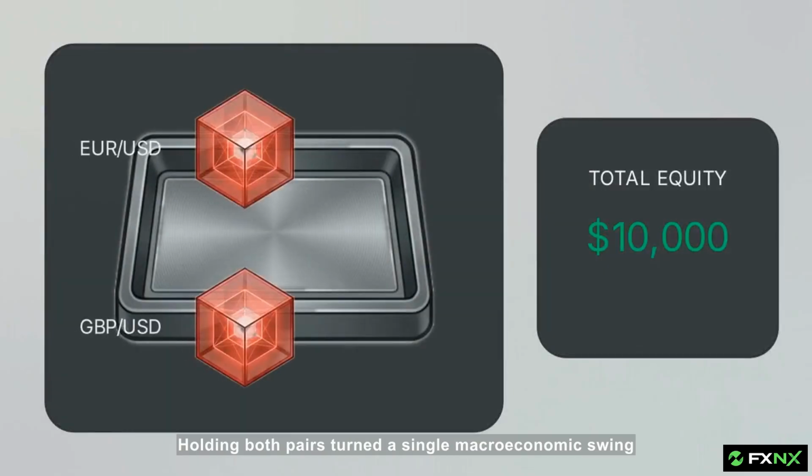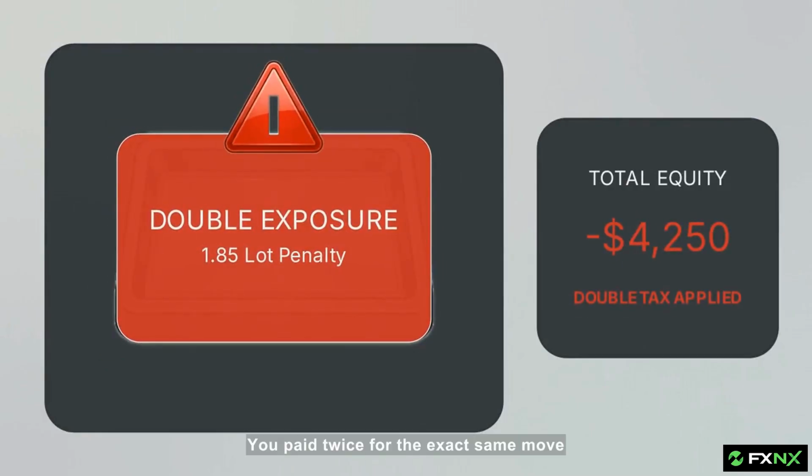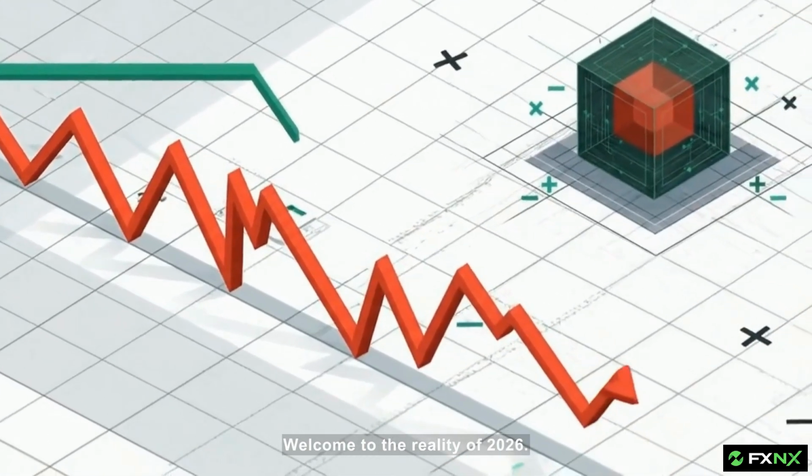Holding both pairs turned a single macroeconomic swing into a double tax. You paid twice for the exact same move in the US dollar. Welcome to the reality of 2026.